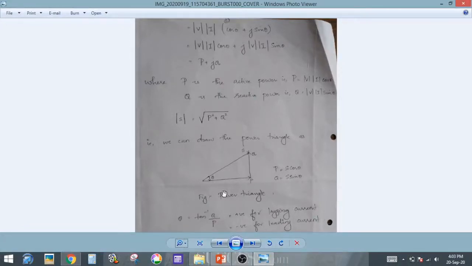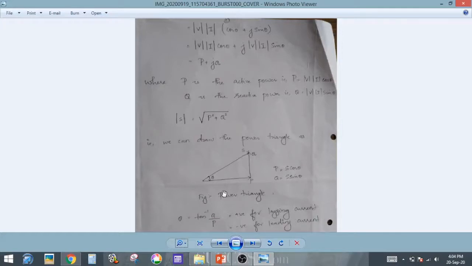In short, VI cos theta can be taken as capital P, which is the active power. VI sin theta can be taken as capital Q, which is the reactive power. P plus jQ, so its magnitude, root of P square plus Q square, is the magnitude of apparent power, that is mod S equal to root of P square plus Q square.